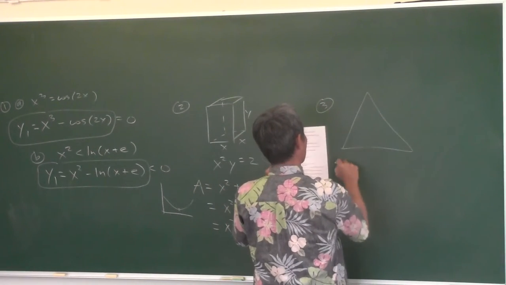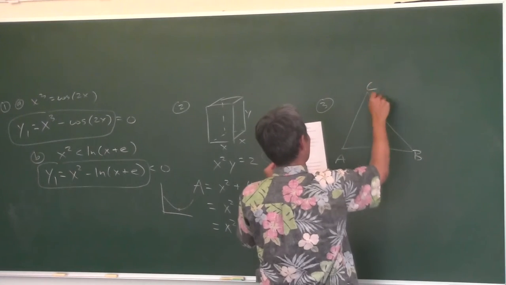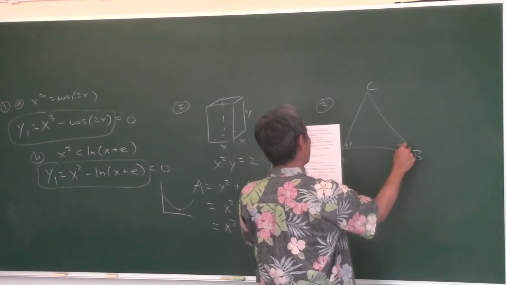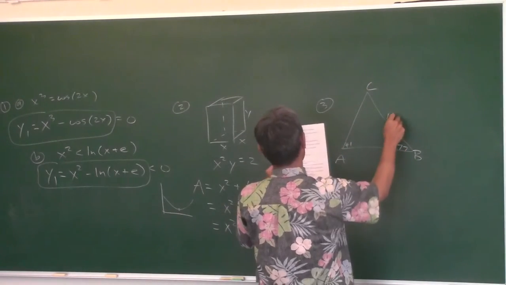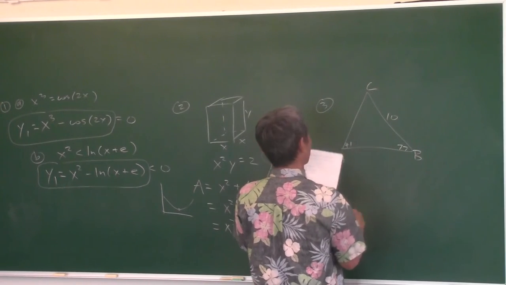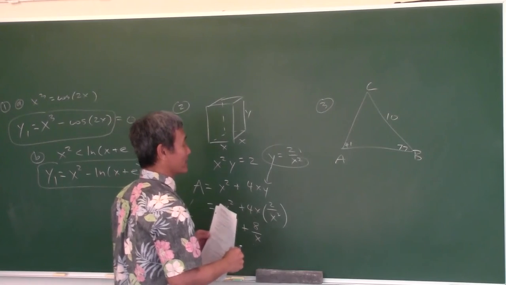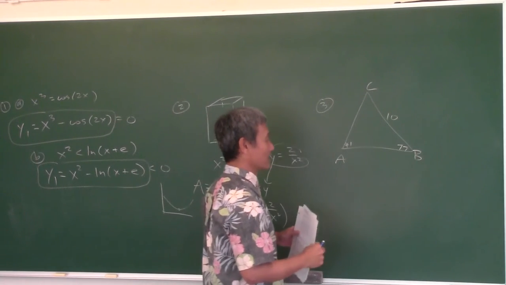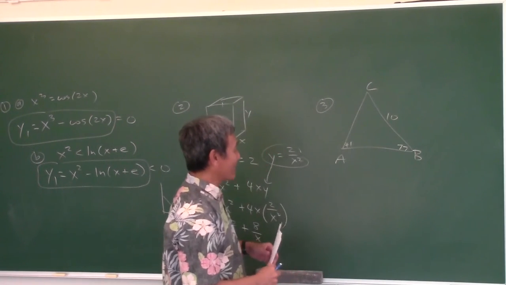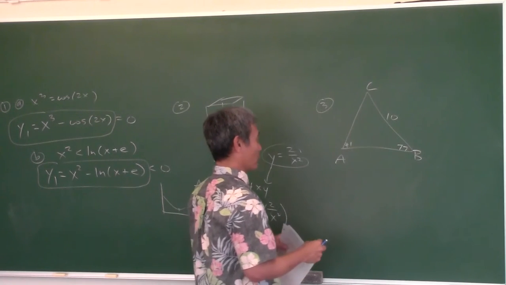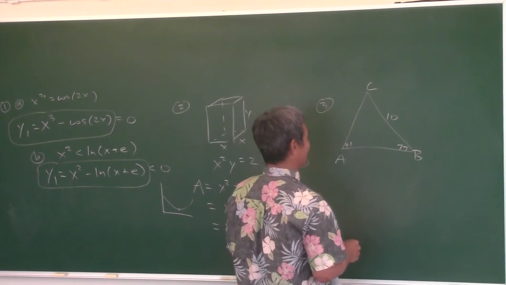Okay, number 3. In triangle ABC, angle A is 41, B is 77 degrees, and a is 10. Find the area of this triangle. Now, the fastest way to find the area of a triangle, if you know 2 sides and the included angle, is 1/2 ab sine C. So, we need to find a side.